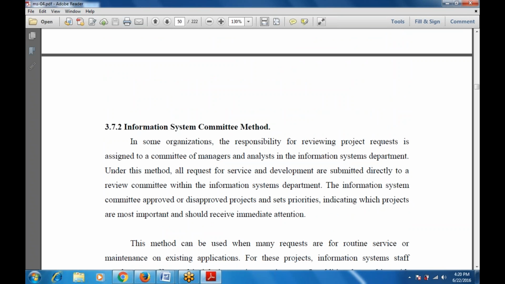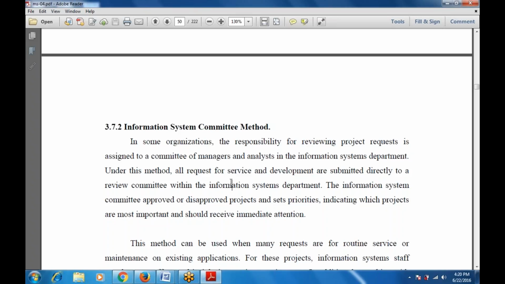So one is the steering committee method. The next method is the information system committee method, which covers the various terms used in the information system. In some organizations, the responsibility for reviewing project requests is assigned to a committee of managers and analysts in the information system department. So under the information system committee method, the responsibility for reviewing project requests is assigned to a committee of the managers and the analysts in the information system development.